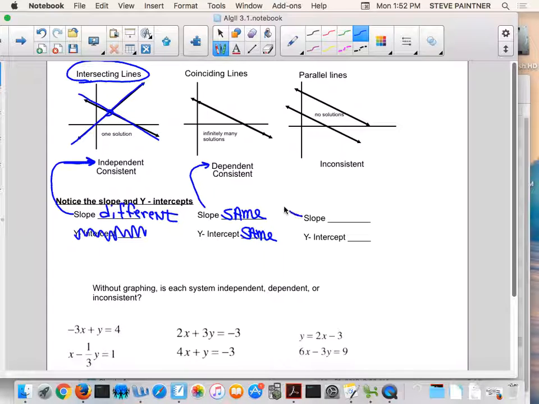Okay. When will you have an inconsistent system? When the slope is what? Same. But what about the y-intercept? Different. They're separated. So you have this going on, it's inconsistent.